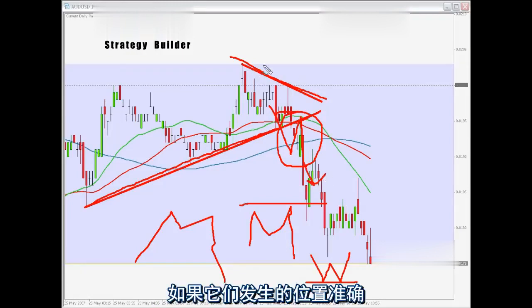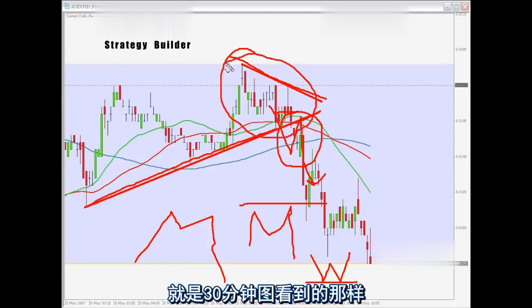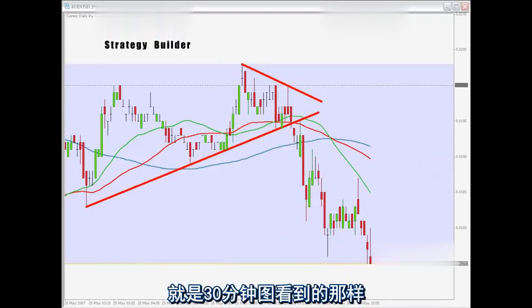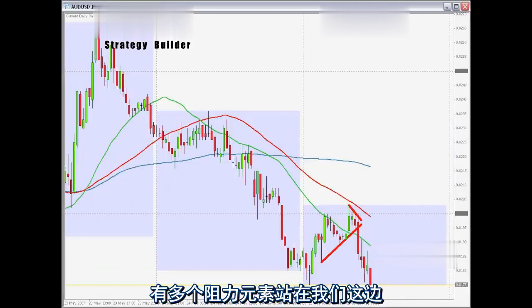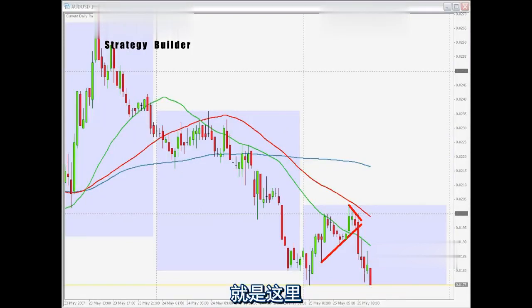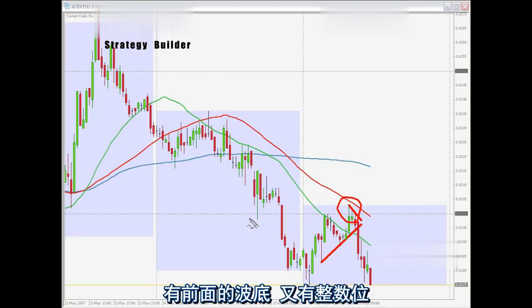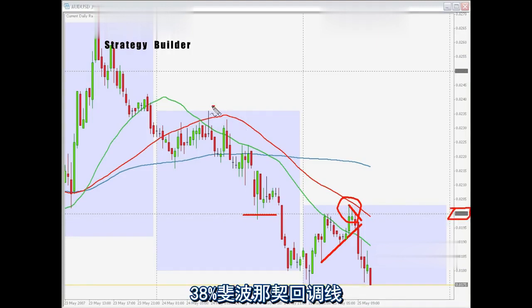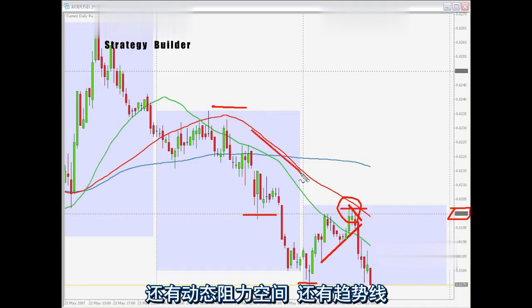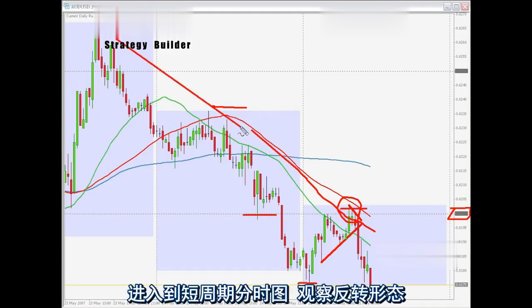Aspect number 1, aspect number 2, and aspect number 3, if they occur at the right area, as we've seen in the 30 minutes chart, we had a number of factors working in our favor as resistance, right there. We saw the previous swing bottom, the round number, the 38% Fibonacci for the previous swing, and of course the dynamic area of resistance as well, the trend line.